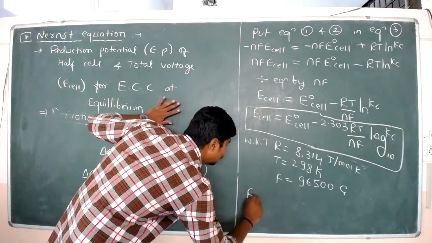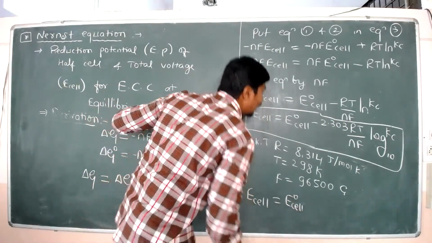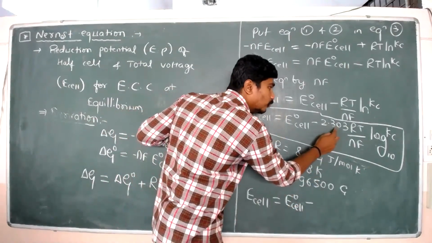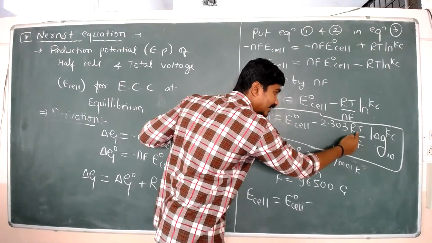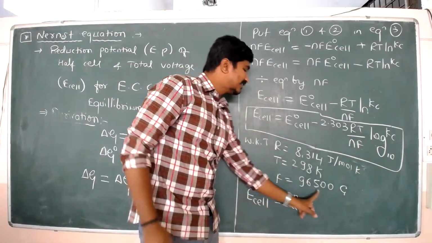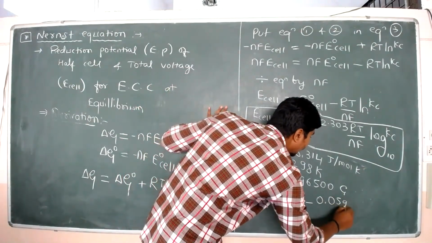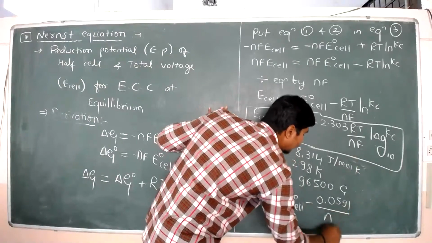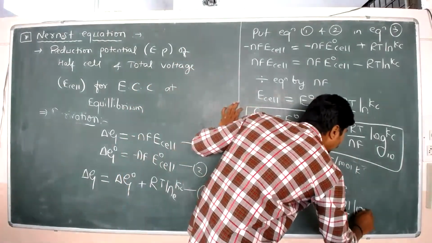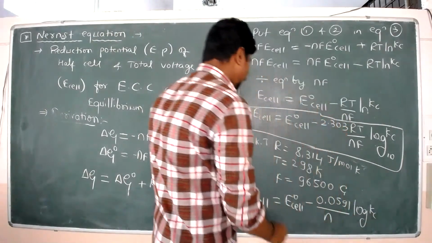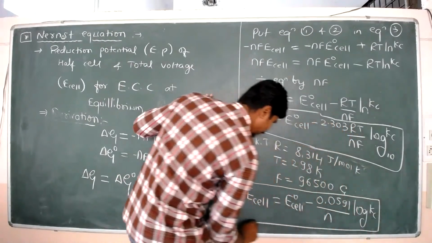Now the equation will become E cell is equal to E naught of cell minus, when you multiply 2.303 with 8.314 into 298 Kelvin divided by F, which is 96,500, you will get the value 0.0591. n means the number of electrons involved in the reaction. So 0.0591 by n into log Kc. This one is also known as the Nernst equation.